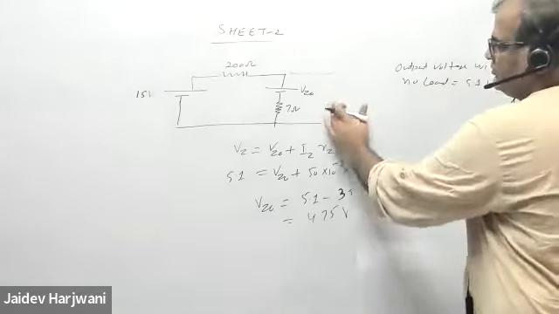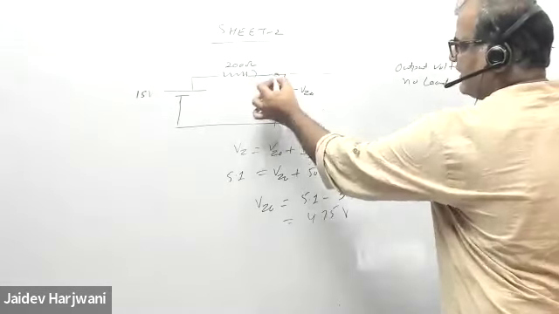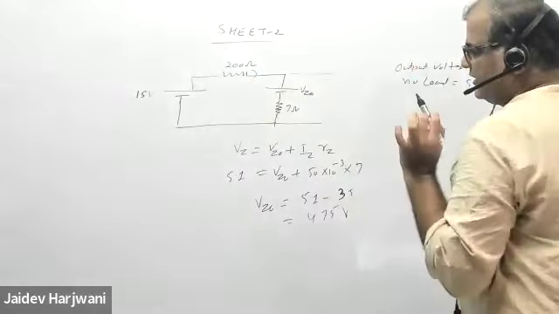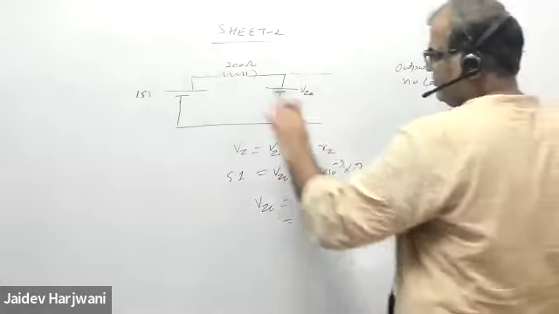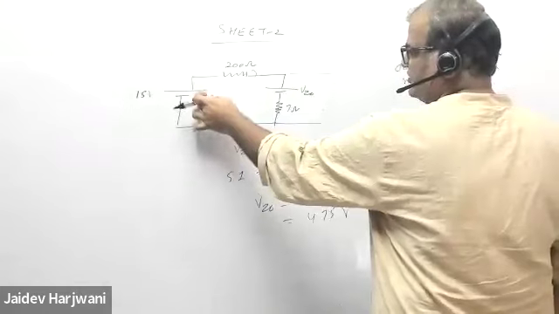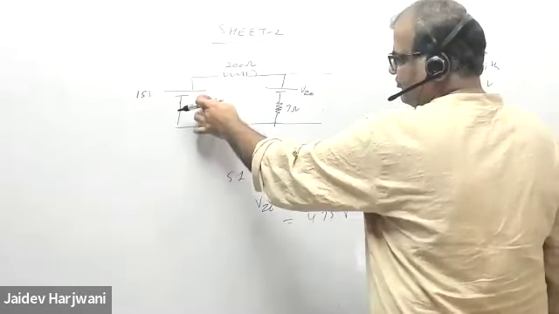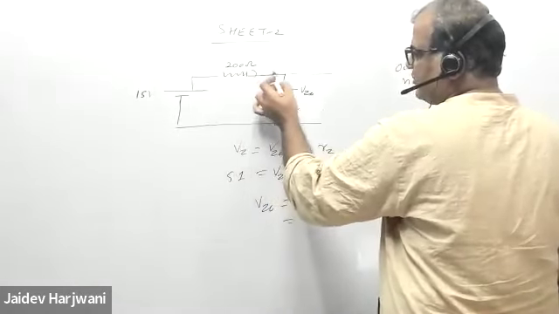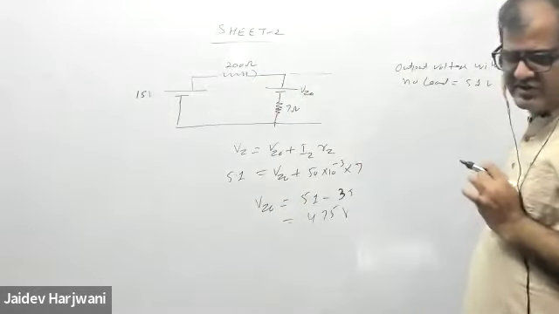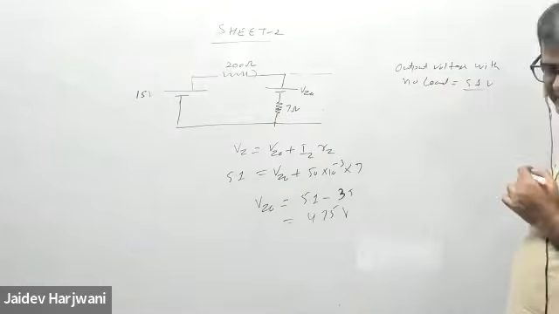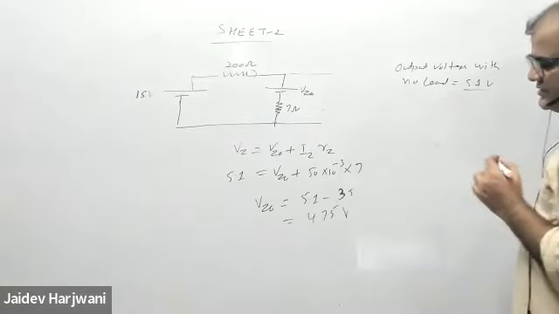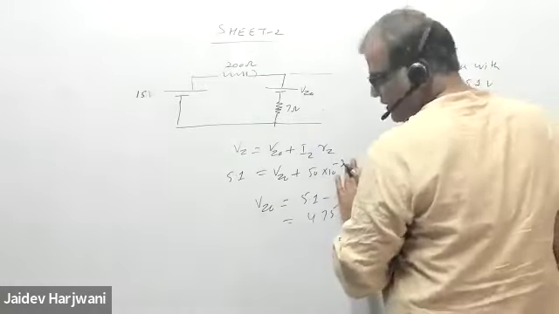Because whatever current will come here, that current will flow here, and the voltage is fixed here. Since this is fixed, the current going through this is fixed. So when the current is fixed, then you have a fixed voltage drop here. That's the first thing. Now, what is the load regulation?